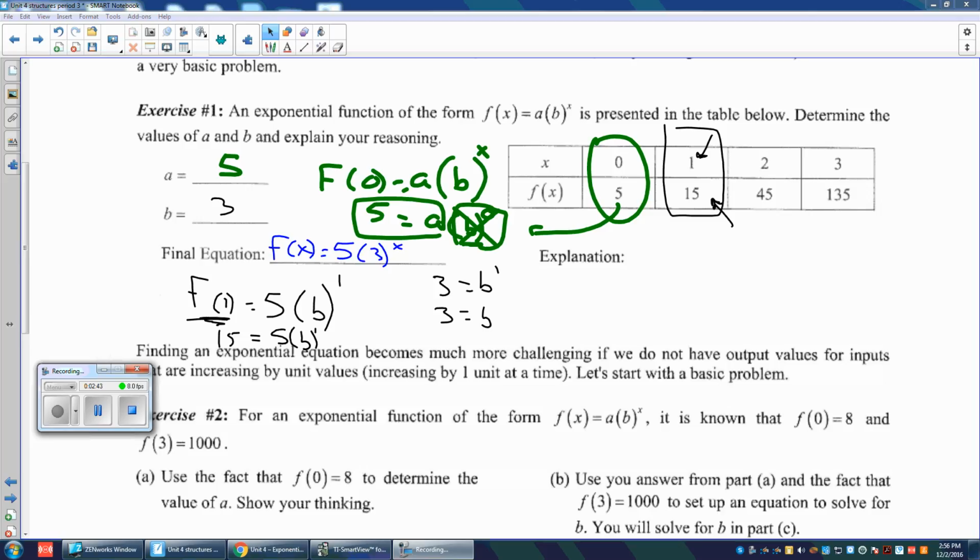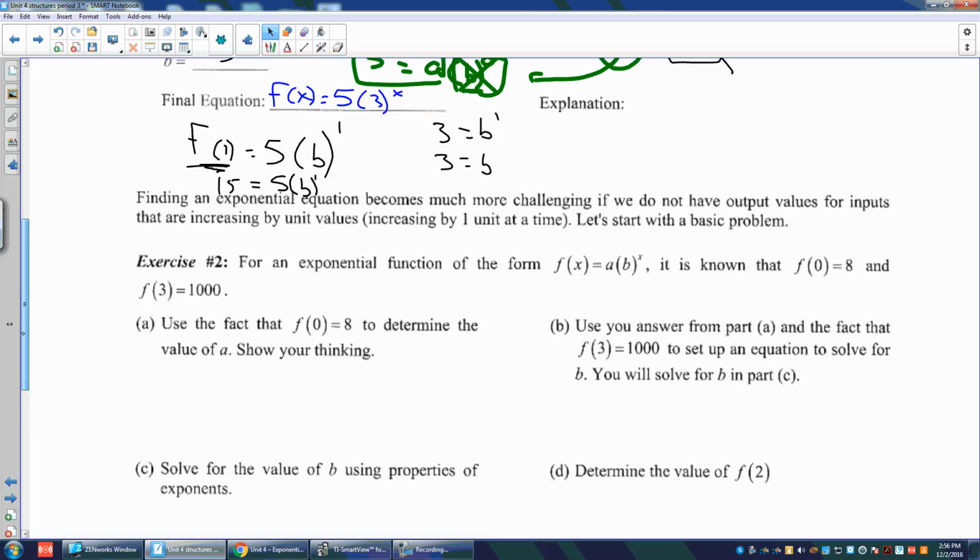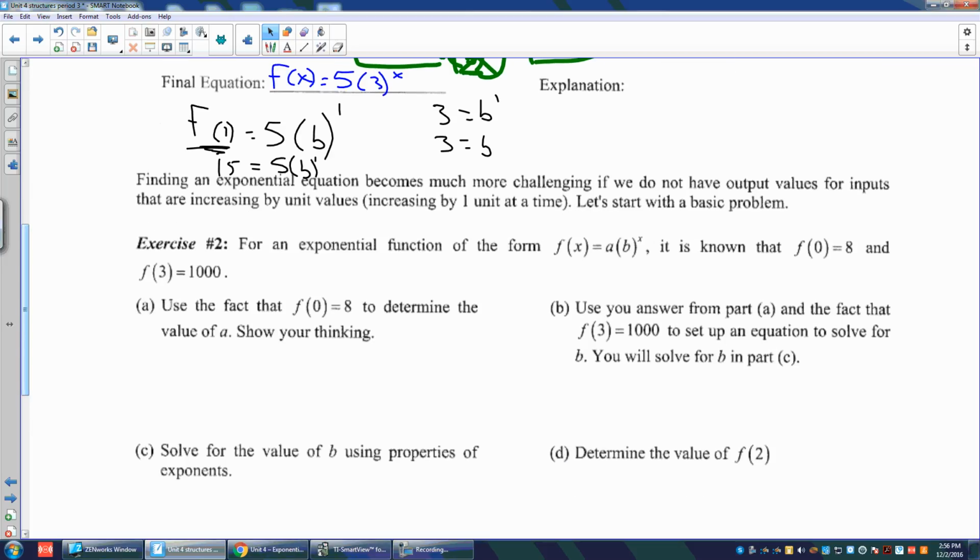Explanation? See my scribbles? That just gave you extra working space. Finding an exponential equation becomes much more challenging if you don't have the output values for input values that are increasing by unit values, increasing by 1 at a time, especially if we don't start with 0. Let's start with a basic problem. For example, an exponential function in the form f(x) = a b to the x is shown, where f(0) equals 8, and f(3) equals 1,000.